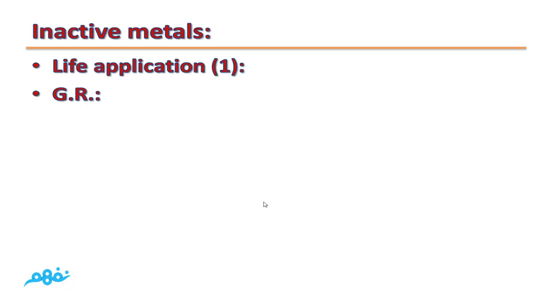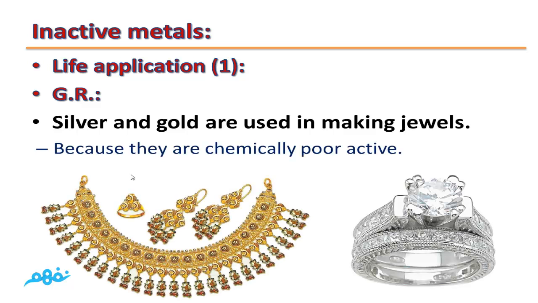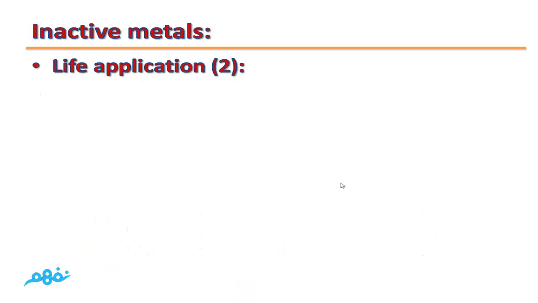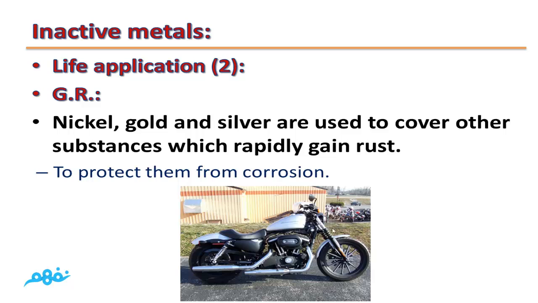Life application 1 for inactive metals. Give reasons for: silver and gold are used in making jewels. This is because they are chemically poorly active or inactive, so they don't rust. Life application number 2. Give reason for: nickel, gold, and silver are used to cover other substances which rapidly, which means quickly, gain rust, to protect them from corrosion.